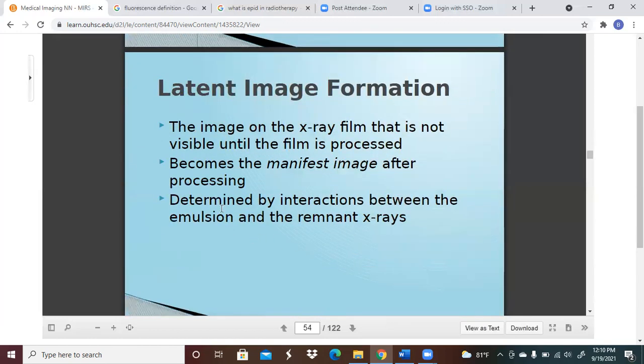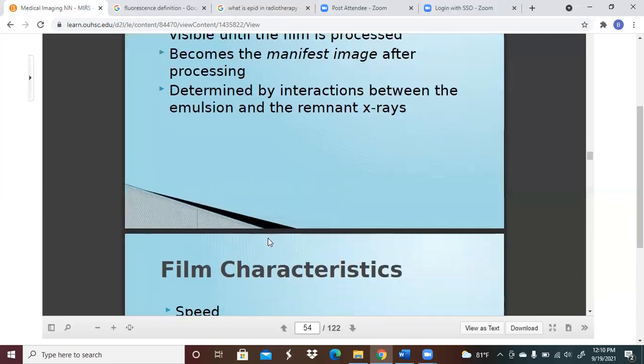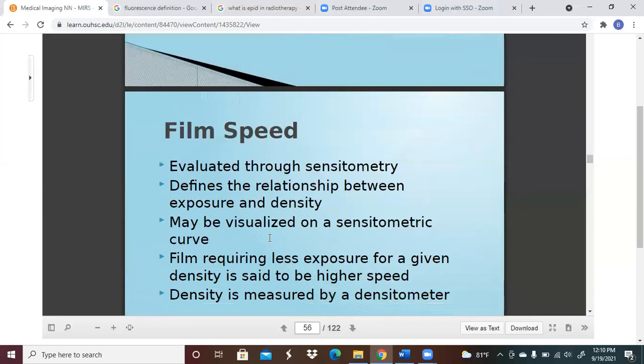You've got your latent image formation, and it's the image on the X-ray film that is not visible until the film is processed. It becomes the manifest image after processing, and it's determined by interactions between the emulsion and the remnant X-rays. So what are the characteristics here?